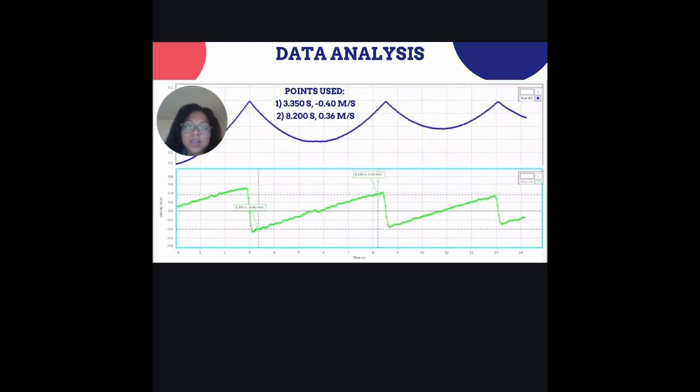And then this graph is what we got from when we changed the height. Again, we annotated it and found the velocity versus time graph. Our points used were 3.35 seconds at a velocity of negative 0.4 meters per second, and our second point was 8.2 seconds, with a velocity of 0.36 meters per second.